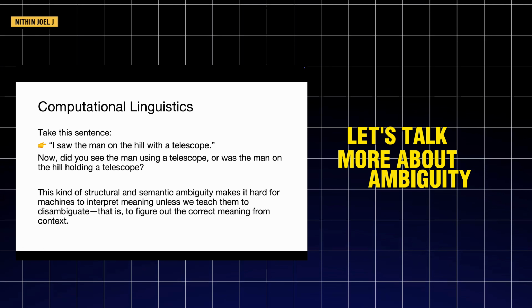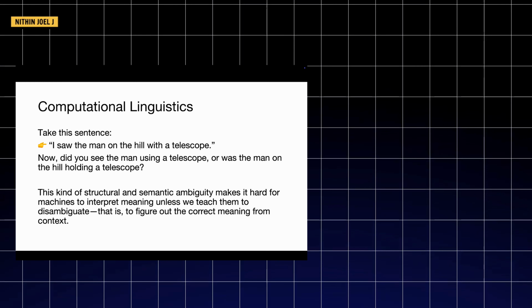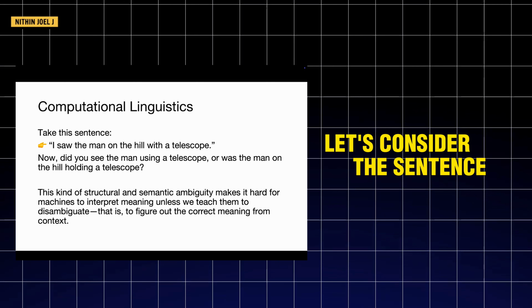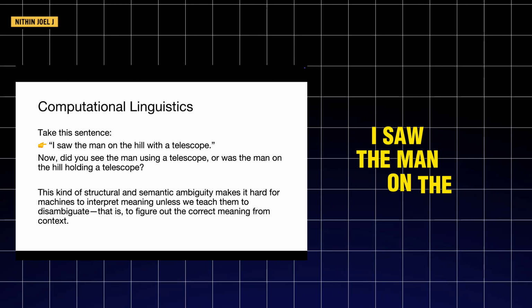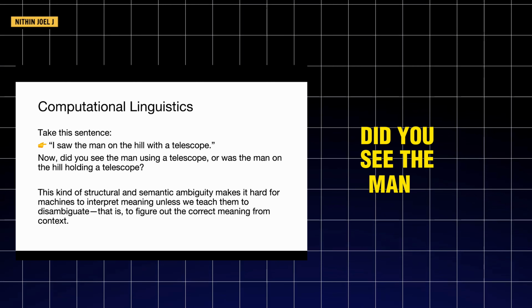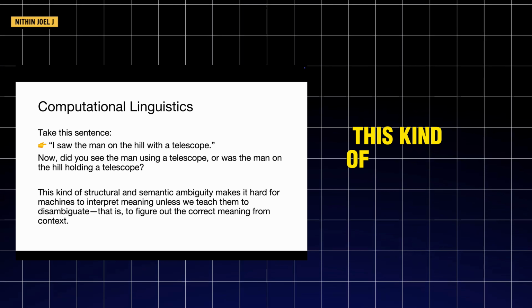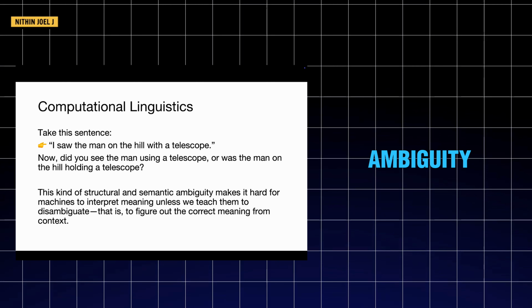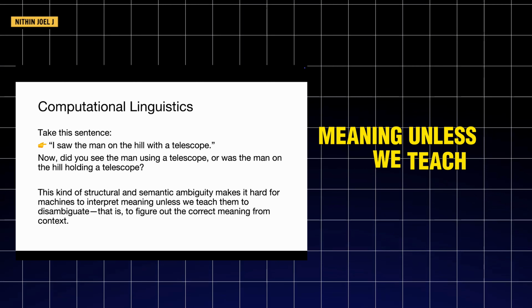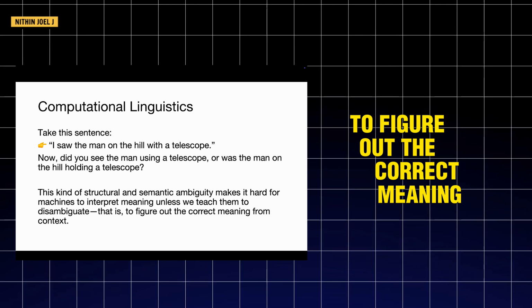Let's talk more about ambiguity because it's the biggest challenge in language processing. Let's consider the sentence: I saw the man on the hill with a telescope. Now, did you see the man using a telescope, or was the man on the hill holding a telescope? This kind of structural and semantic ambiguity makes it hard for machines to interpret meaning unless we teach them to disambiguate. That's it. To figure out the correct meaning from the context.